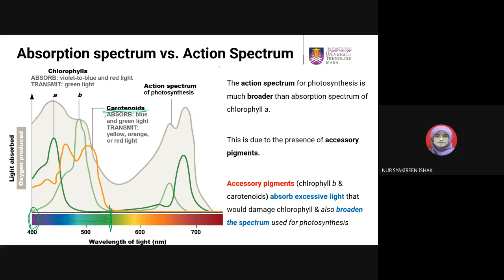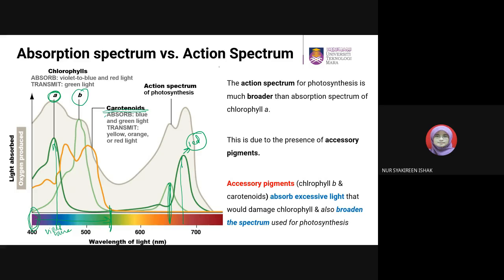Tapi kalau chlorophyll A, kan, the most light yang dia akan absorb is in the range of violet, blue and also red light. Okay, so ini awak kena ingat violet blue untuk chlorophyll A and also red light. So yang ini adalah light energy yang dia akan absorb untuk provide energy for photosynthesis. Sama juga kalau untuk chlorophyll B, dia akan absorb in the range of blue light and also orange red macam tu, okay.